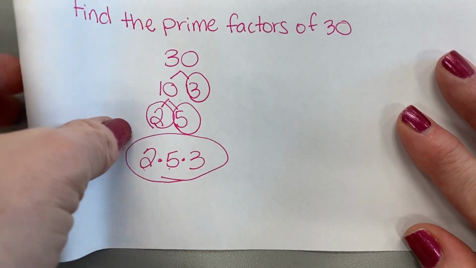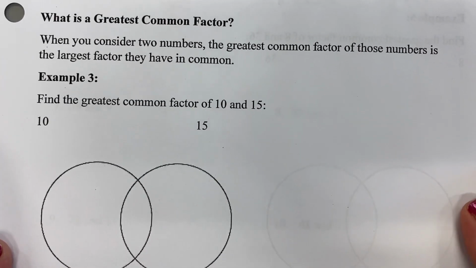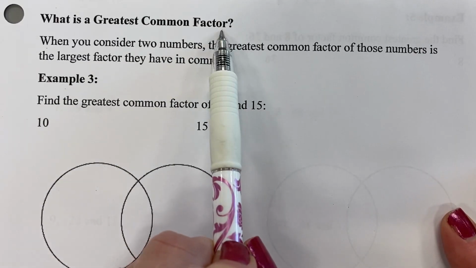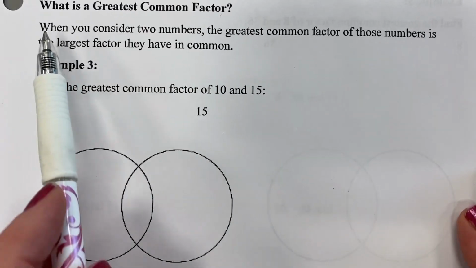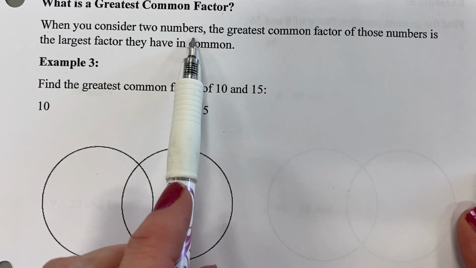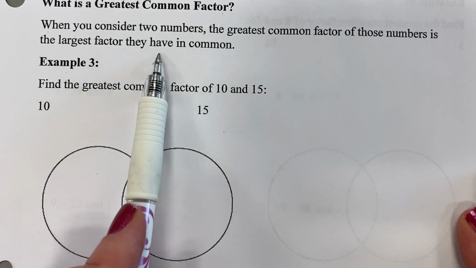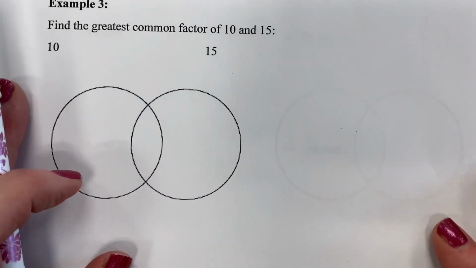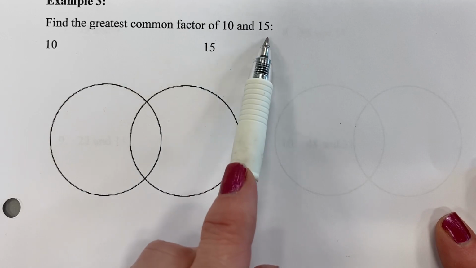Okay, so what's this got to do with greatest common factor? We know what a factor is now. We know what a prime factor is now, but what's a greatest common factor? Here it says, when you consider two numbers, the greatest common factor of those numbers is the largest factor they have in common. Let's come down here. Find the greatest common factor of 10 and 15.